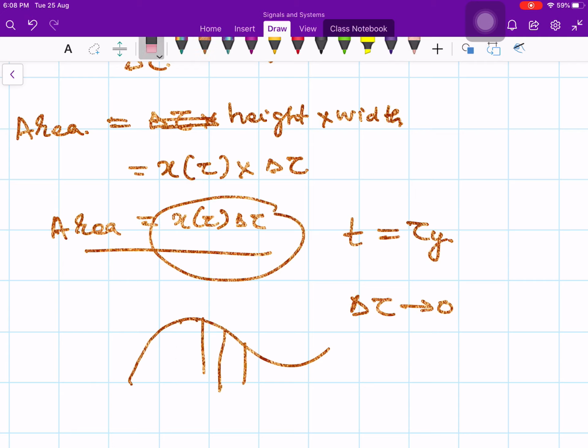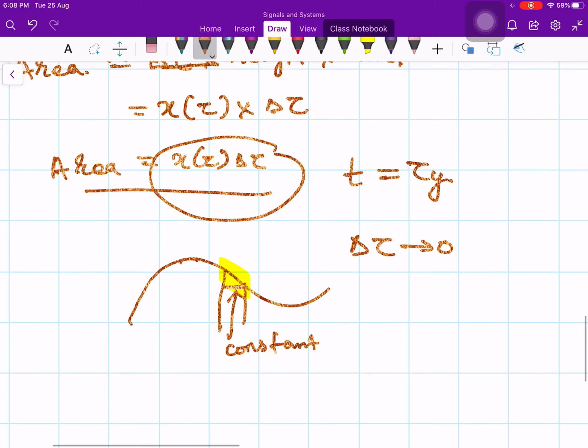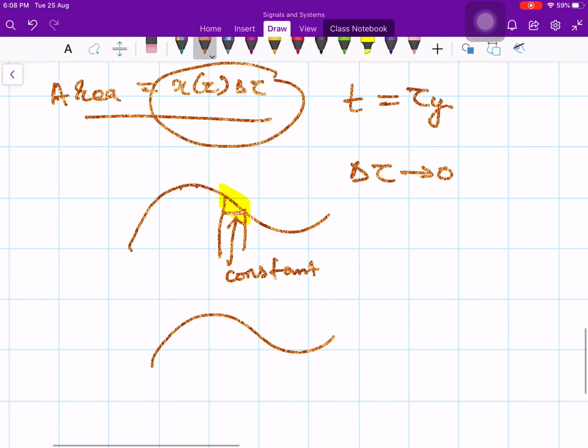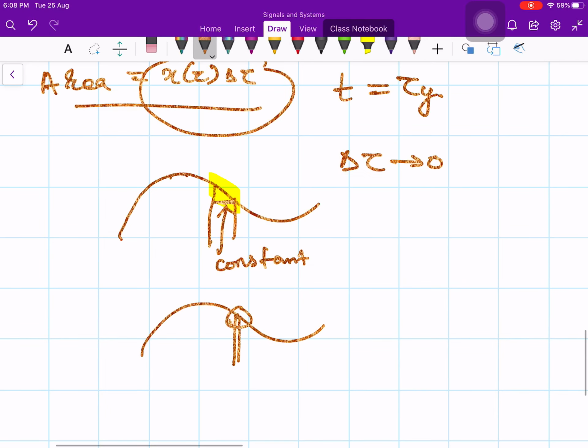If you take this interval, this is not constant, it is changing. But what we will do is approximate this as constant, like this. On the other hand, if you take this length to be very, very thin, then it is approximately constant. So when delta tau goes to 0, the approximation will be very, very accurate.